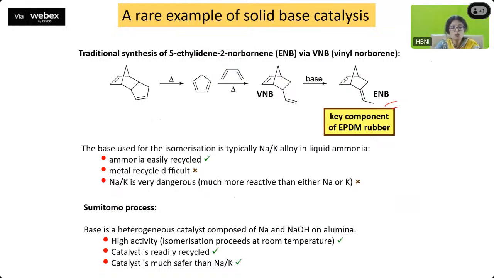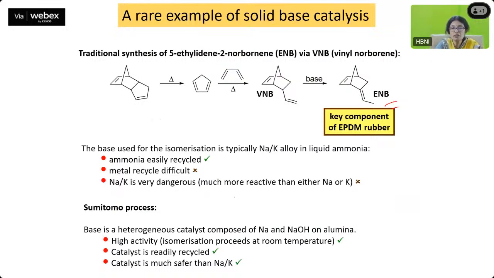So the base used for the isomerization is typically a sodium-potassium alloy in liquid ammonia. Ammonia is easily recycled, but metal recycling becomes a bit difficult. Sodium and potassium is very dangerous. It is much more reactive than either only sodium or potassium. This alloy is definitely much more reactive than that. So definitely this process is a little bit tricky to handle.